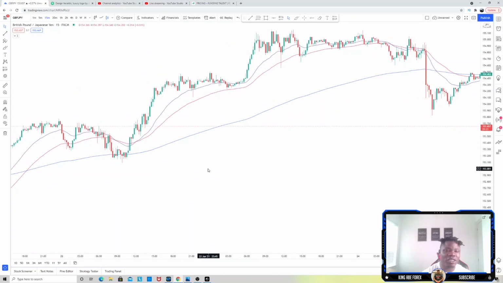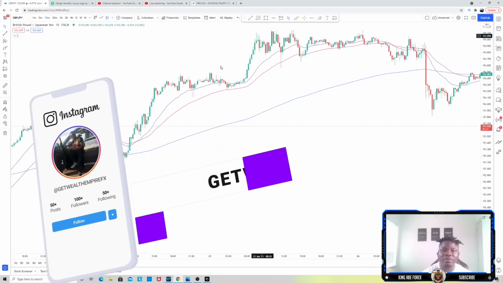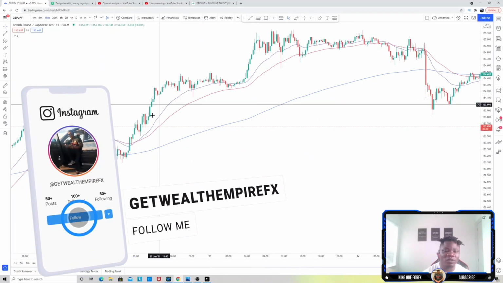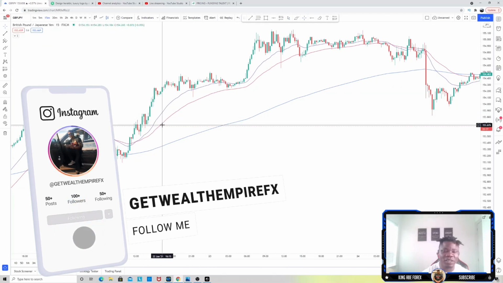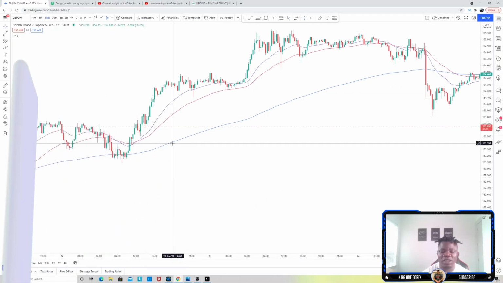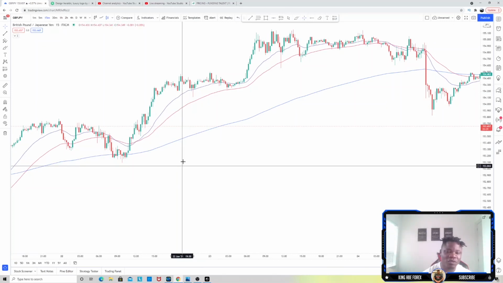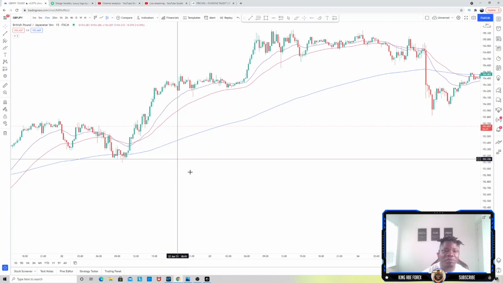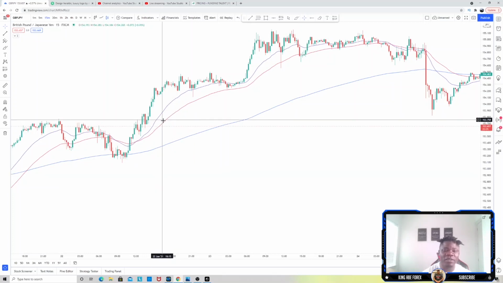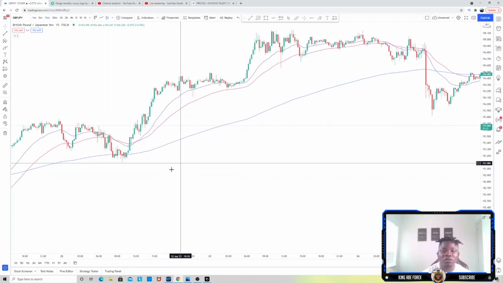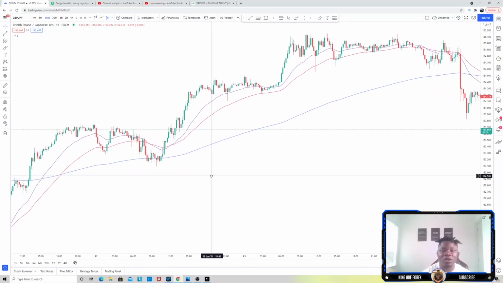So on my chart here, I have the 25 EMA, the 50 EMA, and the 200 EMA. Make sure you're using moving average exponential, not simple. Make sure it's moving average exponential, so EMA. So I have the 25, 50, and the 200 EMA right here on my chart.